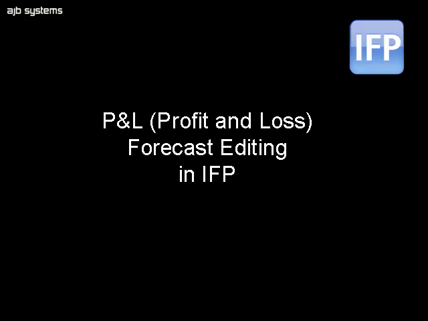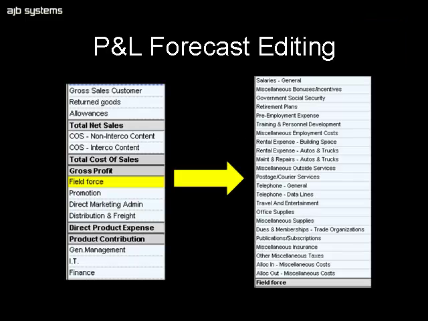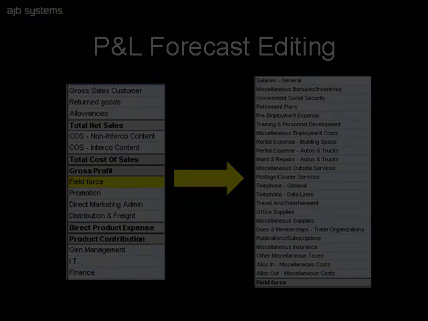In this video, we will look at how IFP provides a powerful and flexible solution to P&L planning problems. We will first take an example where the manager of the general field force wishes to adjust a current year estimate for each account in their cost centre. We will assume that at this point in time, actual data exists for January through to April inclusive.